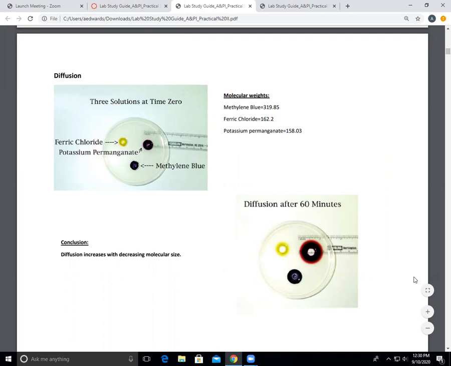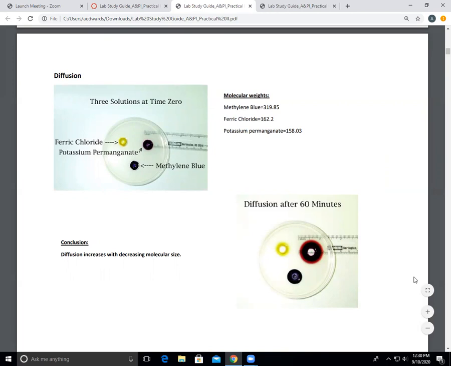So here's 3 solutions that are in a petri dish that can diffuse through the petri dish. It's diffusion of solids. So potassium permanganate has a molecular weight of 158. Ferric chloride has a molecular weight of 162. Methylene blue has a molecular weight of 319.